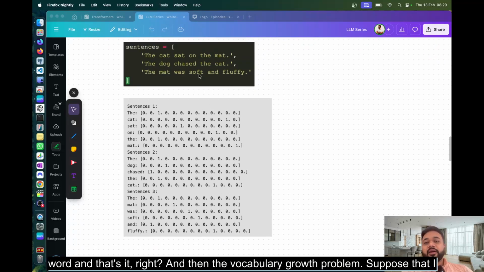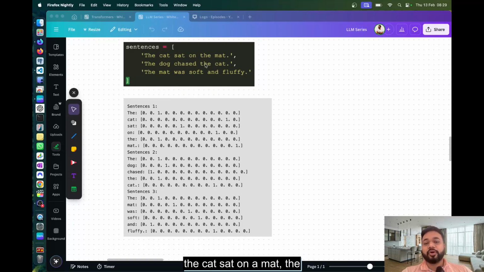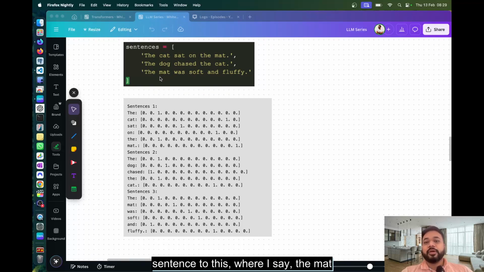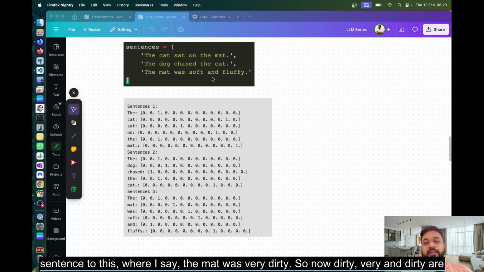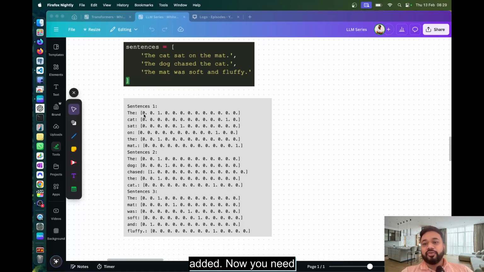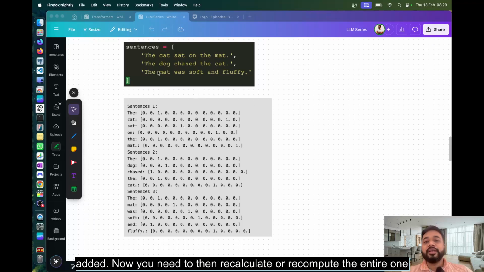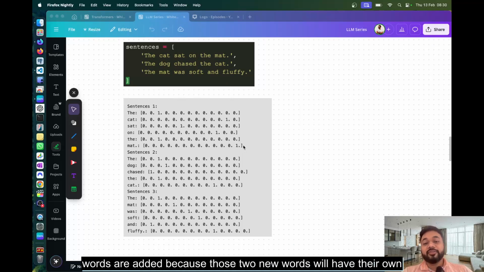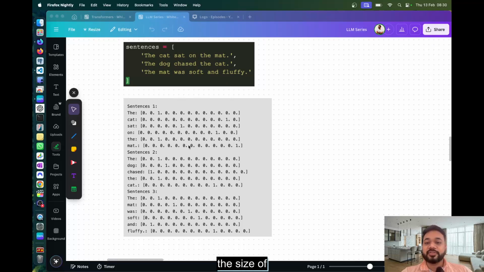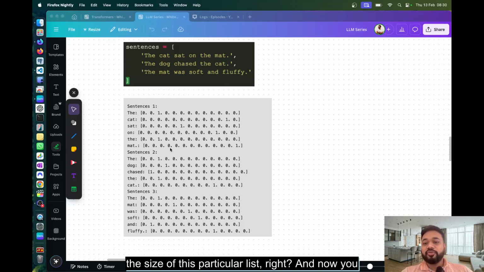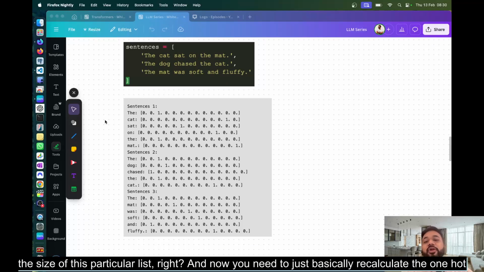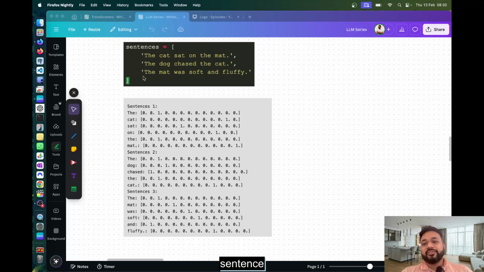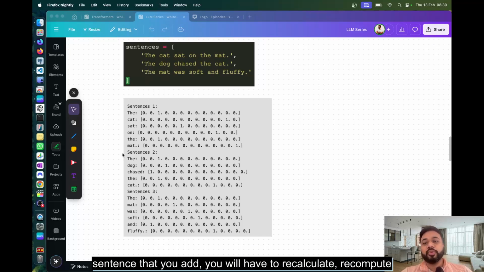Suppose that I have these sentences: the cat sat on a mat, the dog chased the cat, and the mat was soft and fluffy. Now tomorrow if I add a new sentence to this, where I say the mat was very dirty, so now very and dirty are two new words that are added. Now you need to recompute the entire one hot encoder, just because two new words are added, because those two new words will have their own ones and zeros. So you need to increase the size of this particular list, right? And now you need to recalculate the one hot encoders for all the words inside the sentences. So this is a problem, right? Because for every sentence that you add, you will have to recompute the one hot encoders.